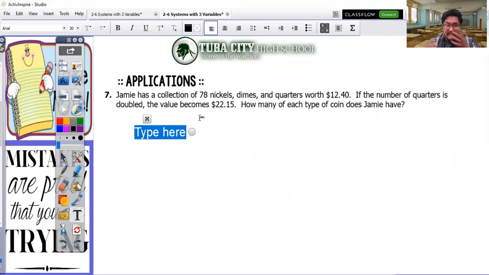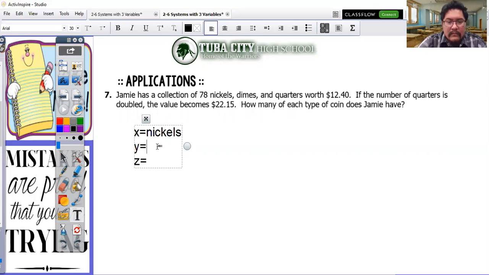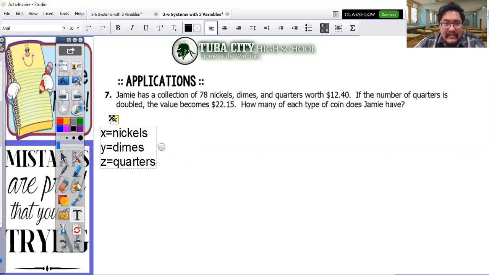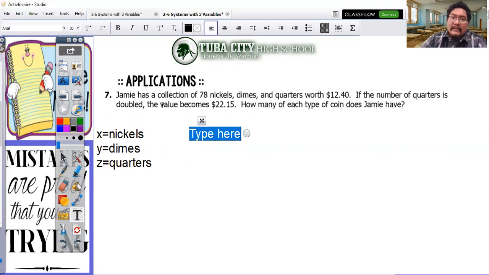So let's go ahead and again, just start with what we know. We know there should be 3 things because that's what the assignment says. There are 3 things that we are looking for. So there's an X, a Y, and a Z, and we need to assign something to each of these. It mentions nickels as the first thing, and then the second thing it mentions is dimes, and the last thing it mentions is quarters. There we go. All right, so that's the first thing, identify our variables.